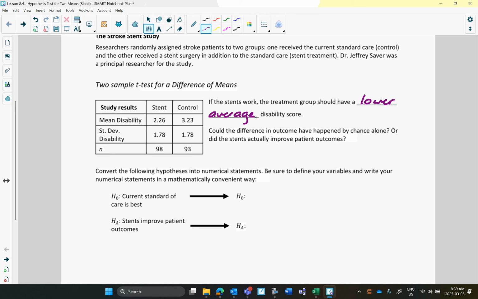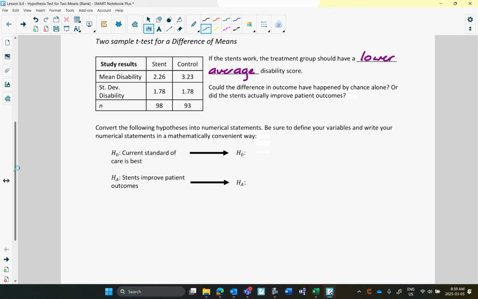But once again, we don't know if this just happened by chance alone, that if we did another two groups, that this one would be bigger than this one. We just don't know yet. More analysis is needed. So we're going to do a hypothesis test. So the null hypothesis is going to be the current standard of care is the best. In other words, there's no difference between the current standard of care, the control group, and the stent group.